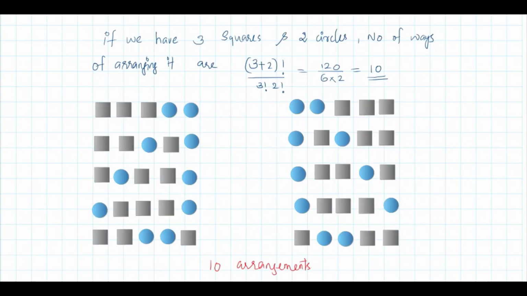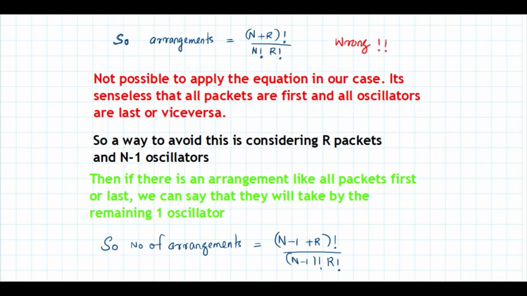What is the meaning? In our case, they are not squares and circles, they are oscillators and packets of energy. All the oscillators first and all the packets of energy last doesn't make any sense, because these packets should distribute over these oscillators. And all the packets of energy first and all the oscillators last also doesn't make any sense, because these packets should be given to the oscillators.